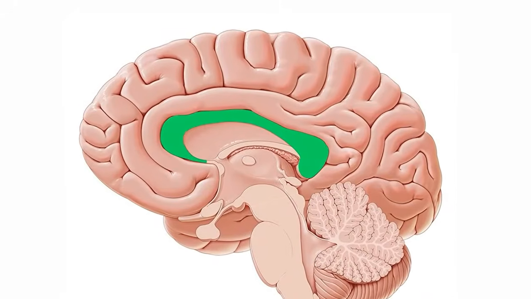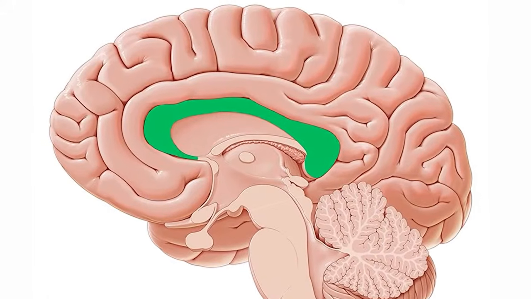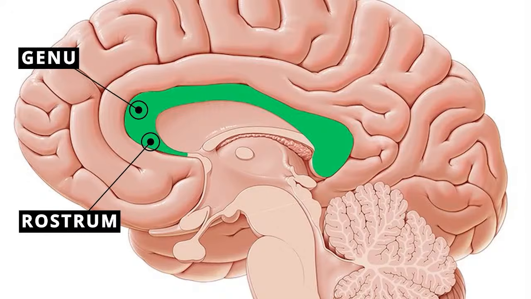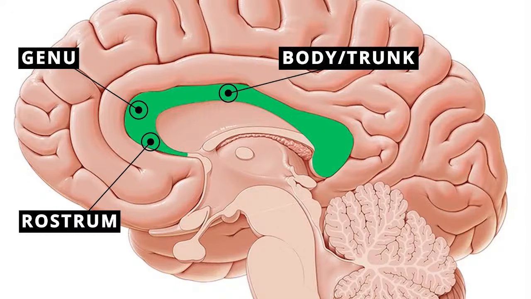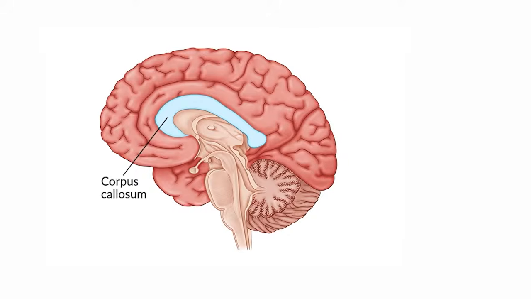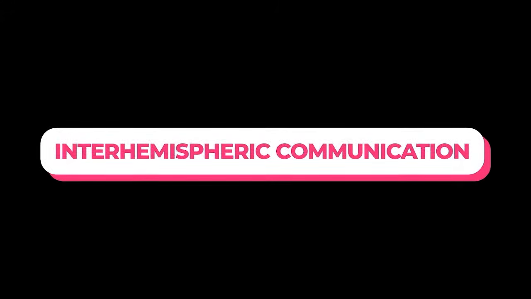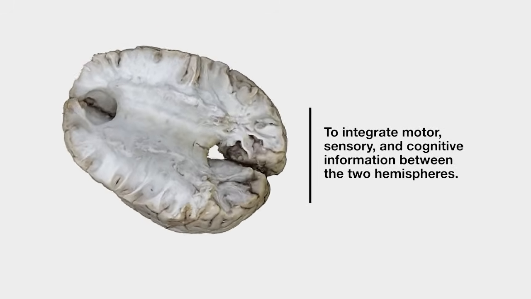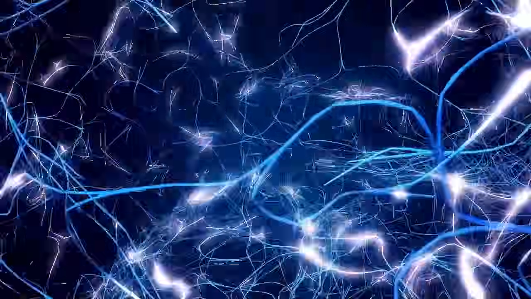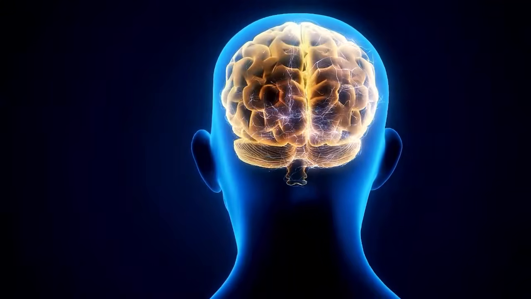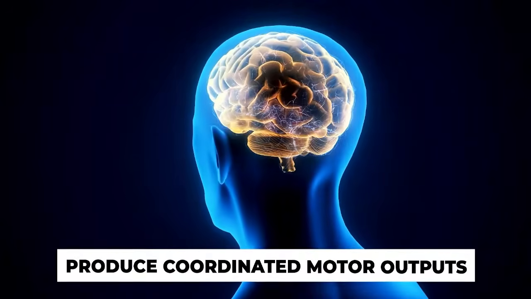The corpus callosum can be segmented into different regions based on its anterior to posterior orientation: rostrum, genu, body or trunk, and splenium. Functions. Corpus callosum performs several functions, which include interhemispheric communication. Its primary role is to integrate motor, sensory, and cognitive information between the two hemispheres. For instance, sensory information received in one hemisphere can be shared with the opposite hemisphere to produce coordinated motor outputs.